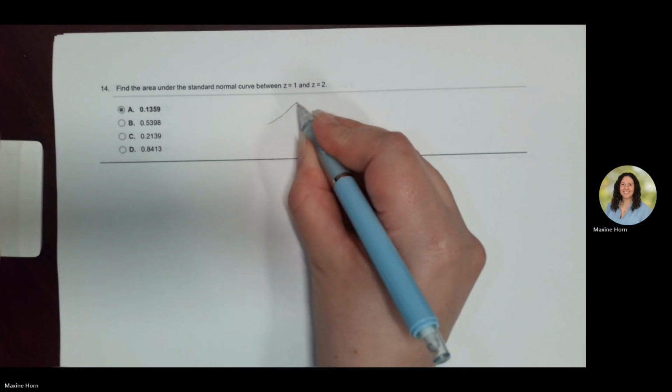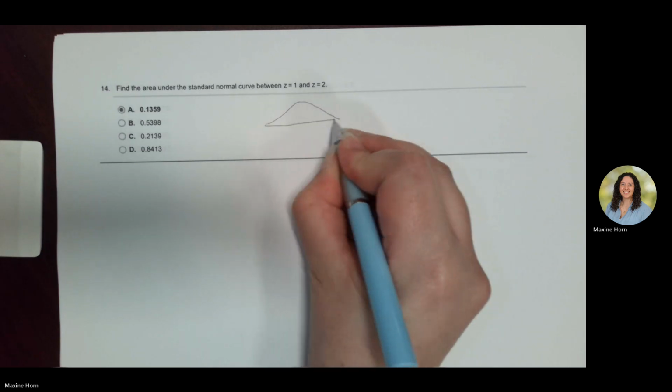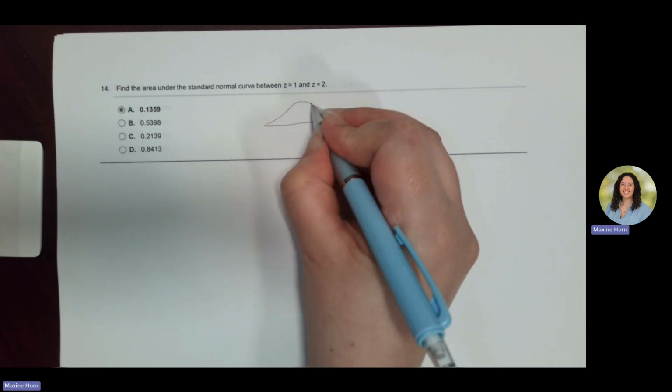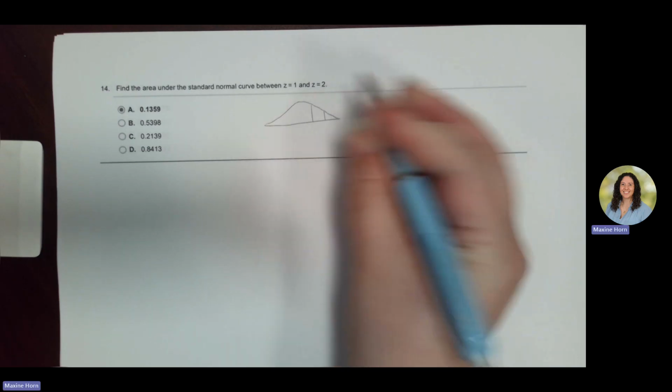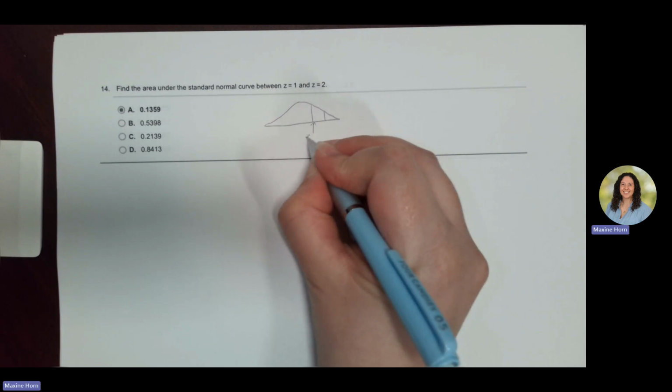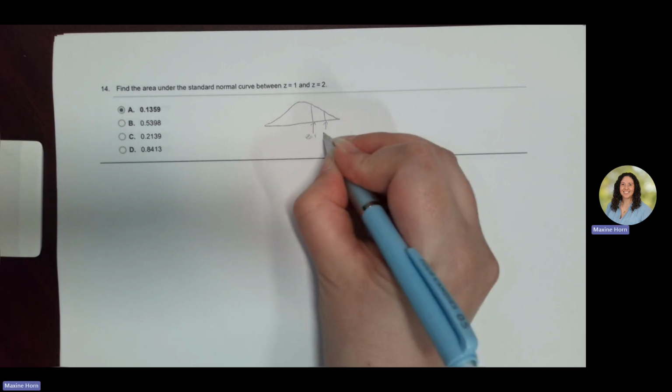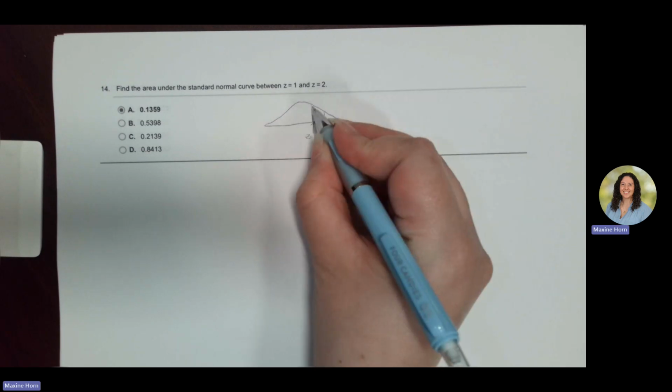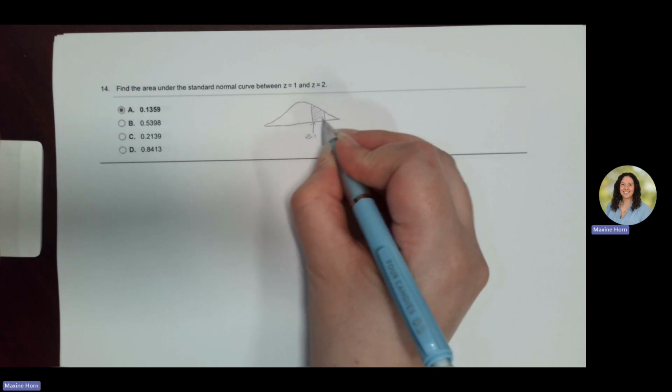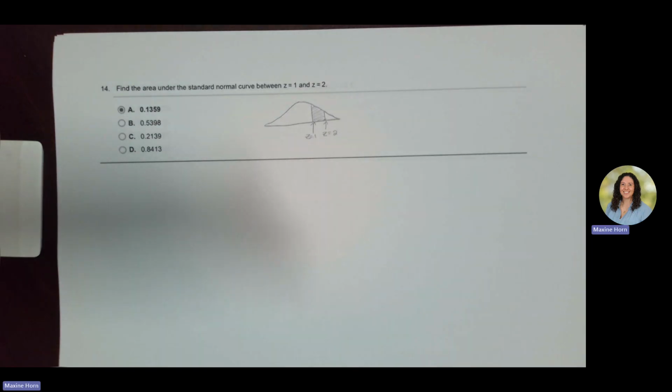Find the area under the standard normal curve between a z-score of 1 and 2. Okay, so mean is right in the middle, z-score of 1, z-score of 2, right? That's z equals 1, that's z equals 2, and we want the area in between them, okay?